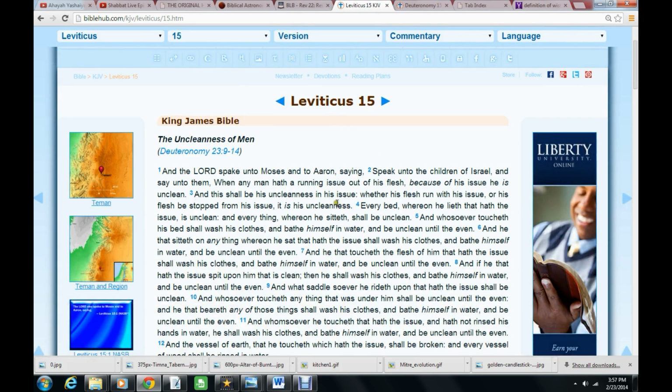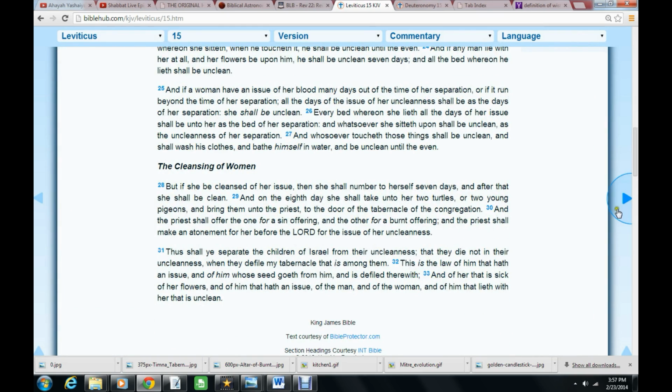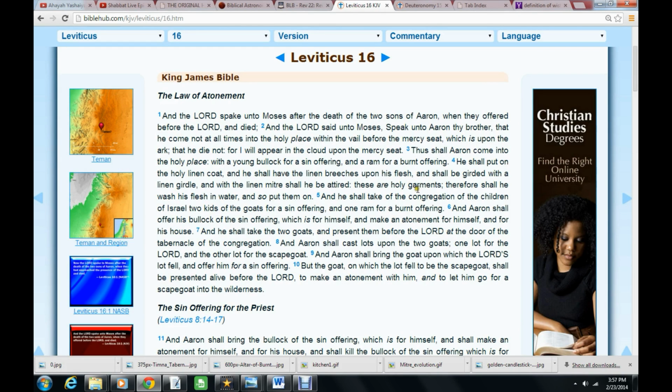The uncleanness of men. Alright, that would be a good section to read. The cleansing of woman. The law of atonement. Hold on one sec. So Leviticus goes up to 27. But we're not reading 27 though. We're only reading a few sections. So the law of atonement.